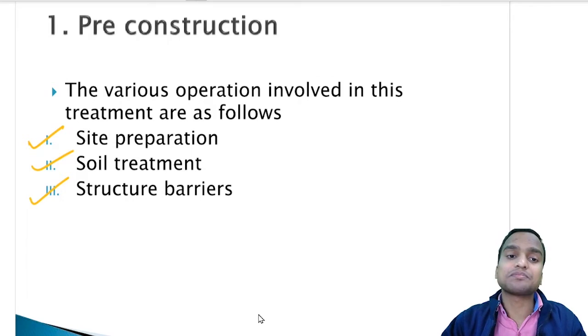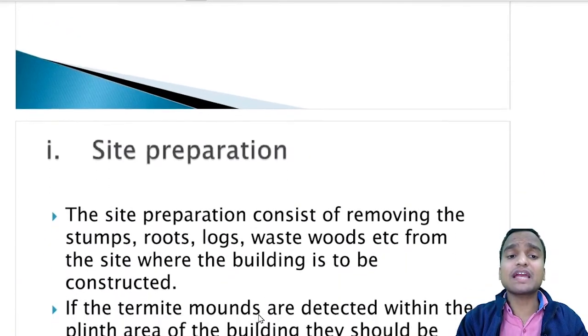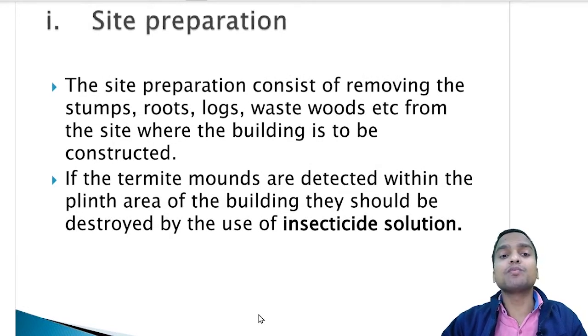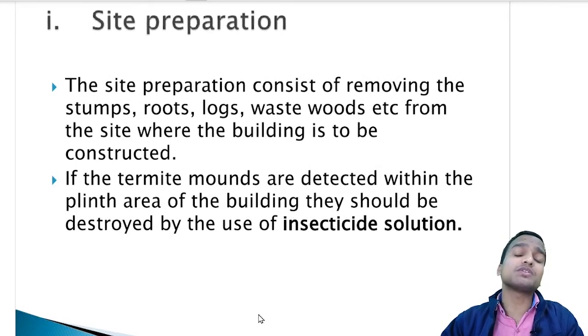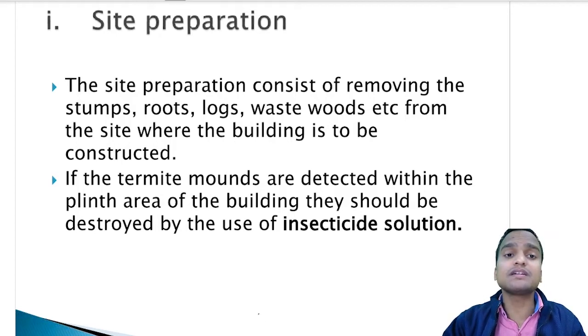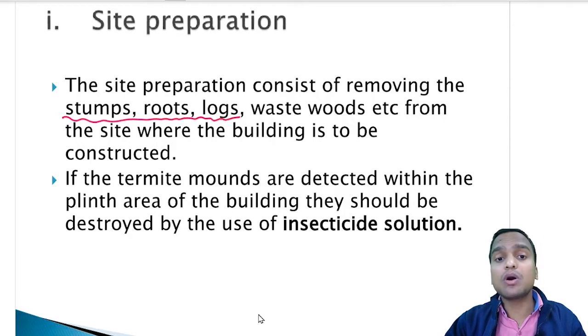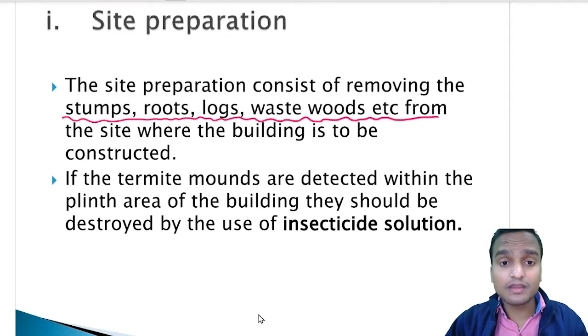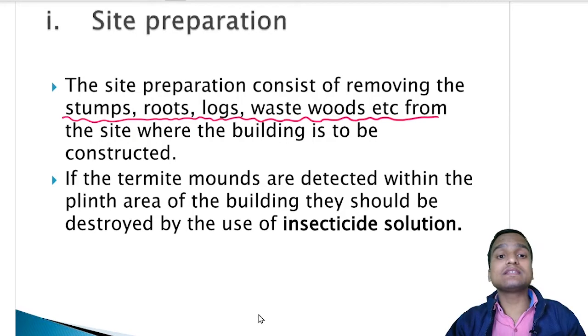If we talk of site preparation, it consists of removing all the organic material present over the site. And what are the organic materials present on the site? It can be stumps or roots, logs, waste wood, etc., from the site where the building is to be constructed, because these organic materials are a source of food for the termites.